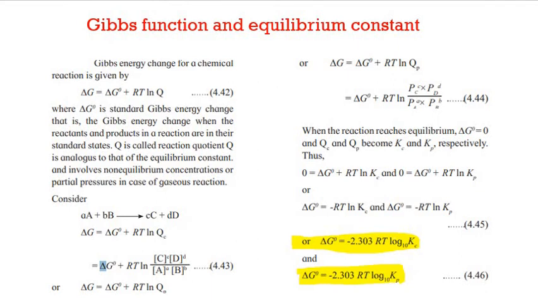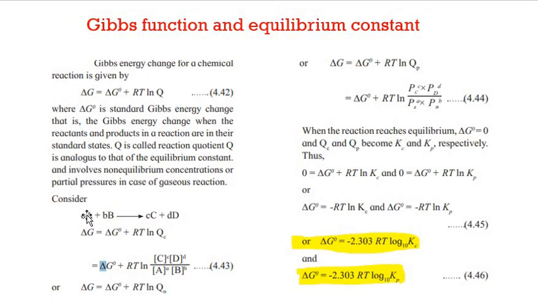Now the last is Gibbs function and equilibrium constant. The Gibbs energy change for a chemical reaction is given by the equation delta G is equal to delta G naught plus RT ln Q. Here delta G naught is the standard Gibbs energy change when the reactants and products in a reaction are in their standard states. Q is the reaction quotient, analogous to the equilibrium constant.